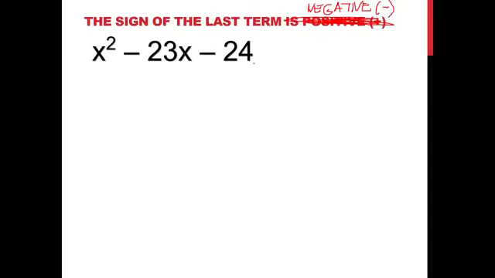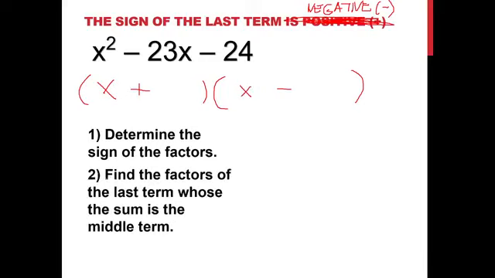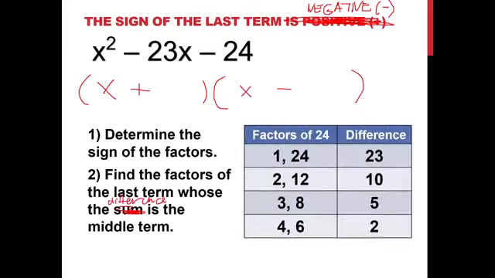Okay. So, first thing, determine the sign. The sign will be plus and minus. Let's write the variable x there, the variable x. And we have to find factors whose difference is the middle term. Okay? So take note, we will be subtracting the factors because the last term is negative.